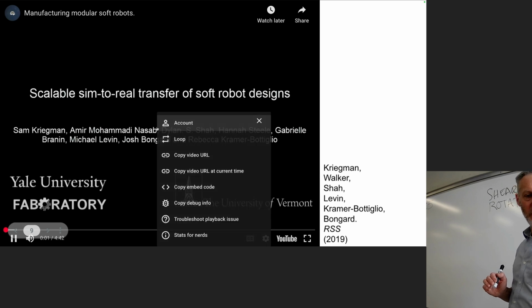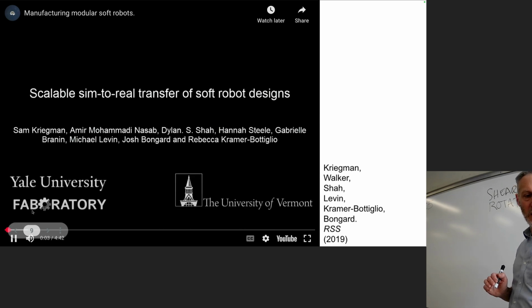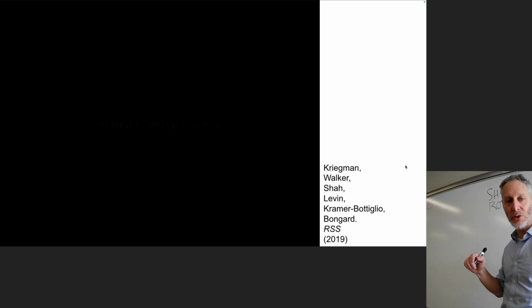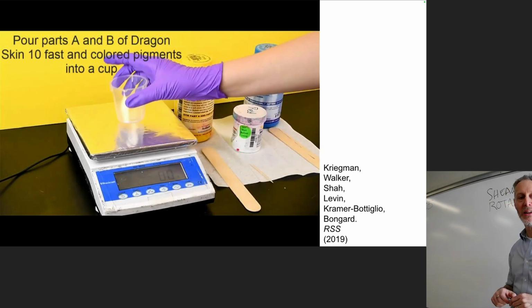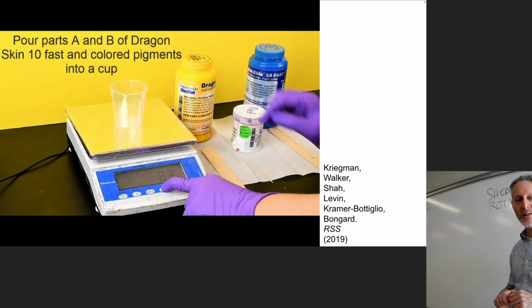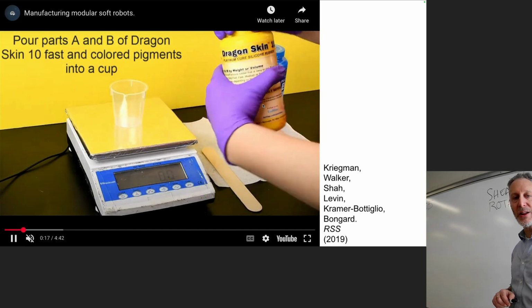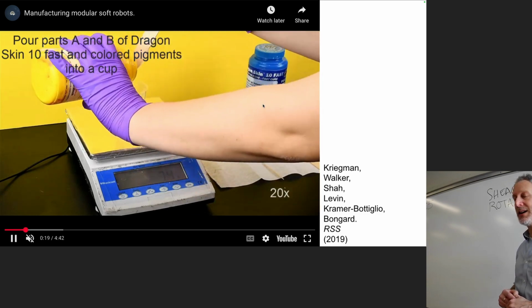I'm going to speed up this video. And what you're going to watch is a former student who took this course, Sam Kriegman, who's going to go about building one of these soft robots in reality. He's going to start using this yellow vial here, which contains dragon skin.